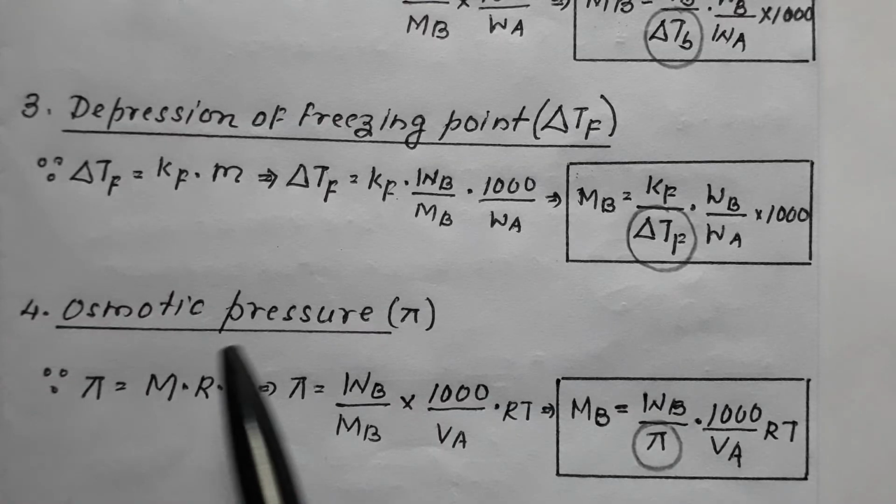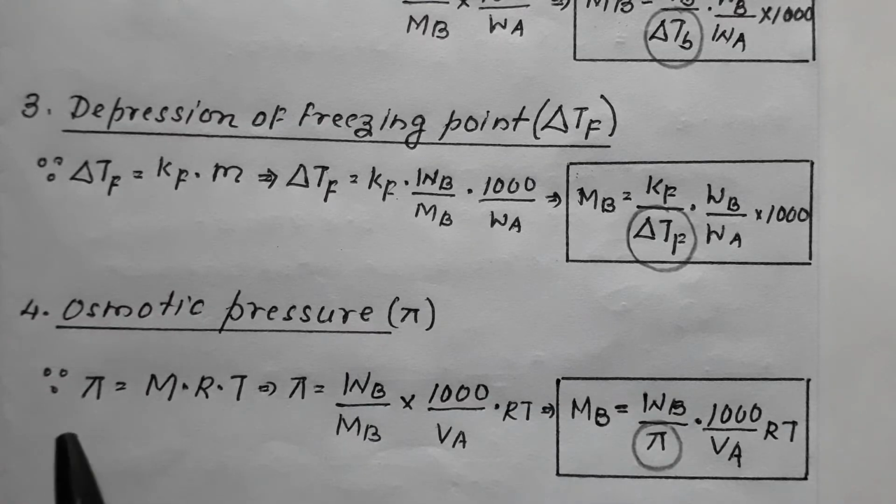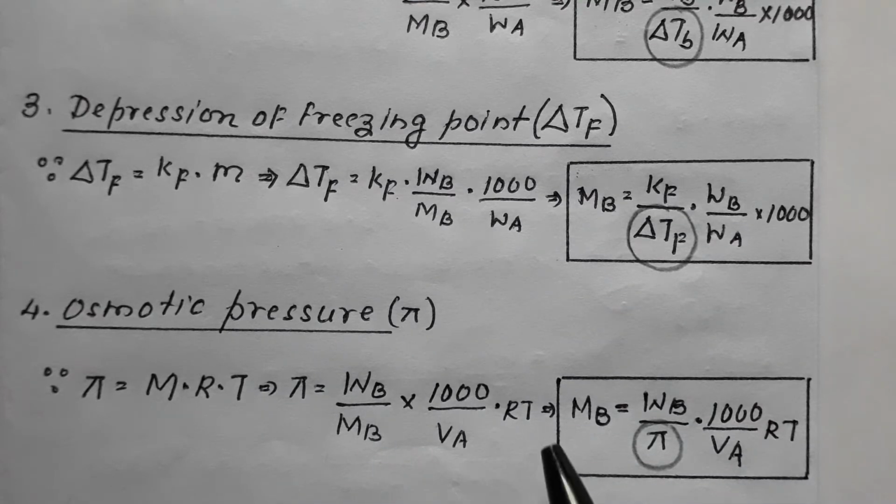Similarly, osmotic pressure can be used to calculate it. Osmotic pressure pi is equal to m into R into T. Keeping the value of m, pi is equal to WB upon MB into 1000 upon VA into R into T, and this way we can calculate the molecular weight. So we use the various colligative properties to calculate the molecular weight of an unknown solute.